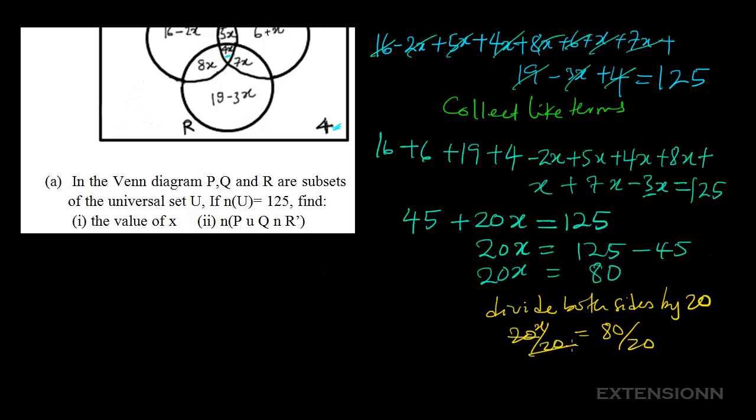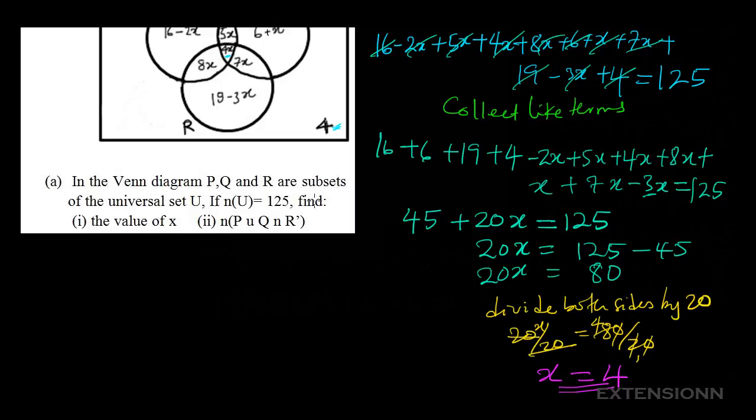So 20 cancels 20. So 0 cancels 0. 2 here 1. 2 here 4. So we'll see we have a very fantastic answer. We have an answer as x equals 4, and that's the final answer.